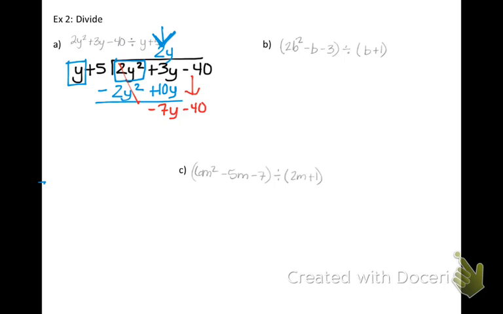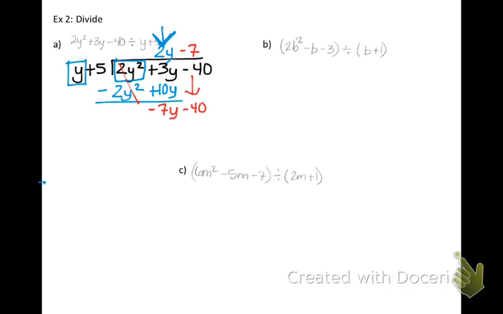So it's only going to be a binomial by the time we're finished. Some of the answers are going to have remainders, like a fraction remainder. The same question you ask: what can you multiply by y to get negative 7y? Negative 7. And that's your answer? Oh no, now you have to do the math for it.